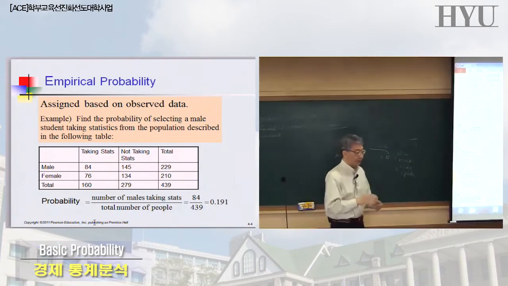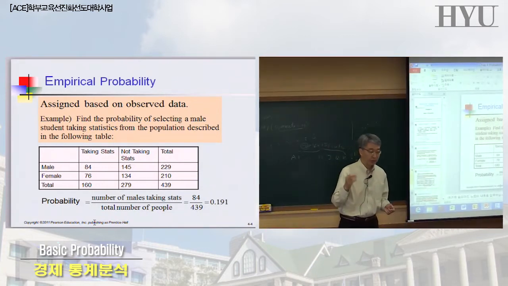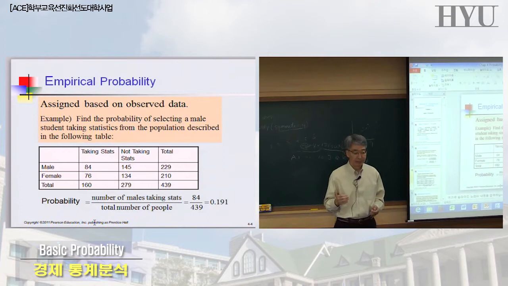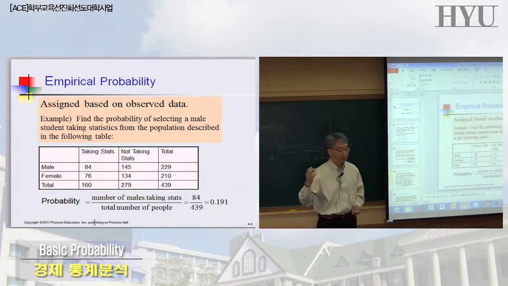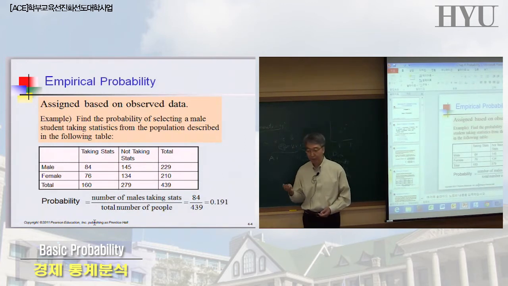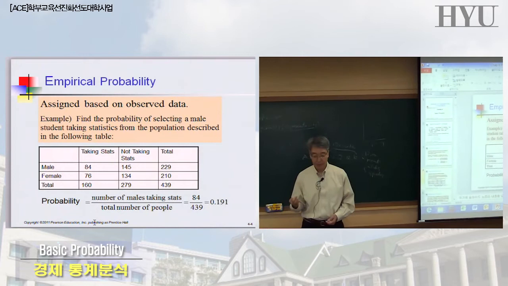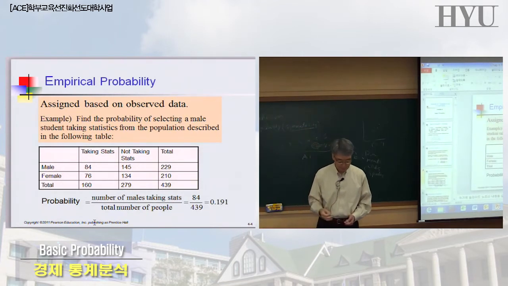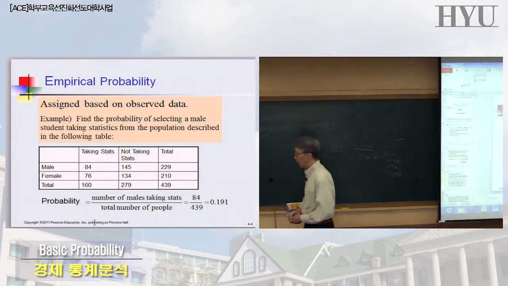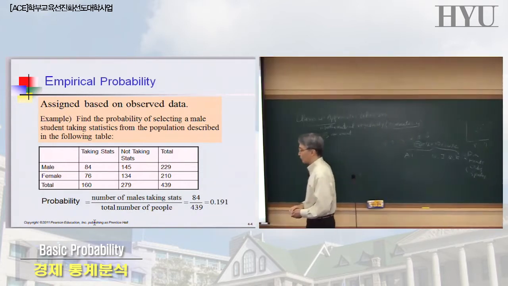So out of those total 439 students, when you pick one student at random, say you had all those names in a box, and without looking into the box, you picked one name, what's the probability that that particular name is a male student who's taking statistics? Then we can calculate the probability that way. This is probably the most common way of assigning the probability in reality.